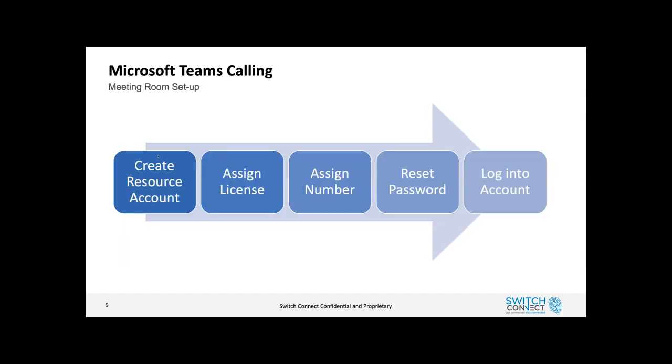How to go and set it up. There are really five simple steps that we've got it down to, and we'll step through them now. First, create the resource account, that meeting room account, and assign the meeting room license. There's an optional step where you can assign a number via a Teams calling plan, if you want a direct number for that phone. If you just want to use the audio conferencing bridge feature, you simply reset the password for that user, and then from your chosen piece of hardware, you log in.